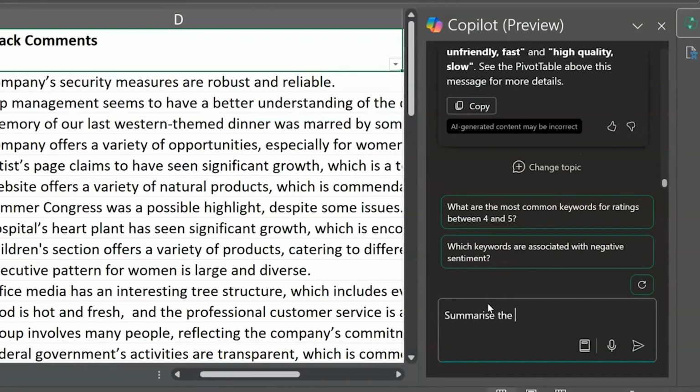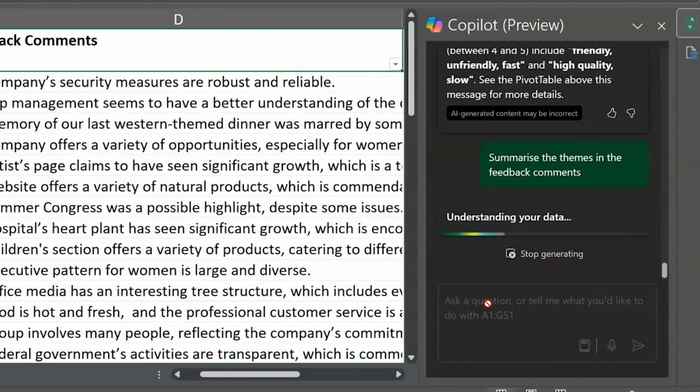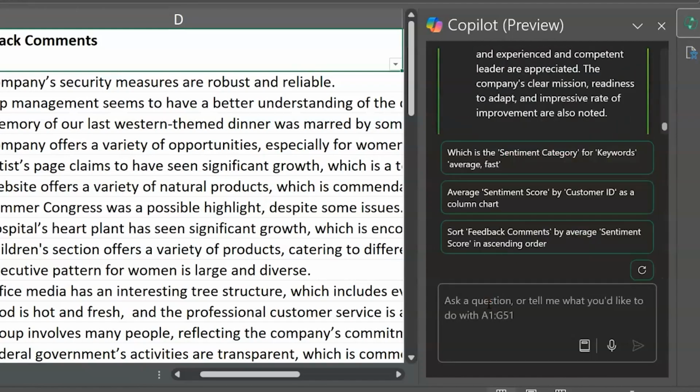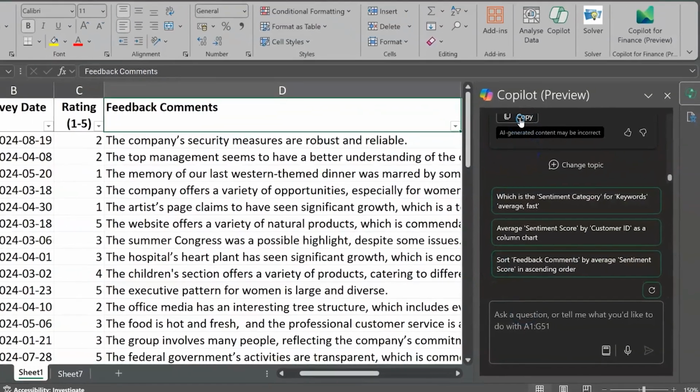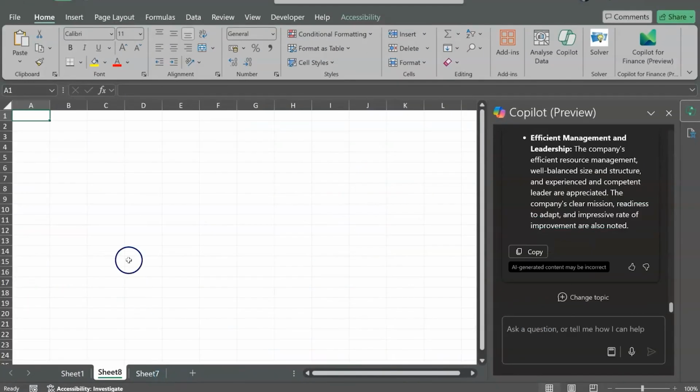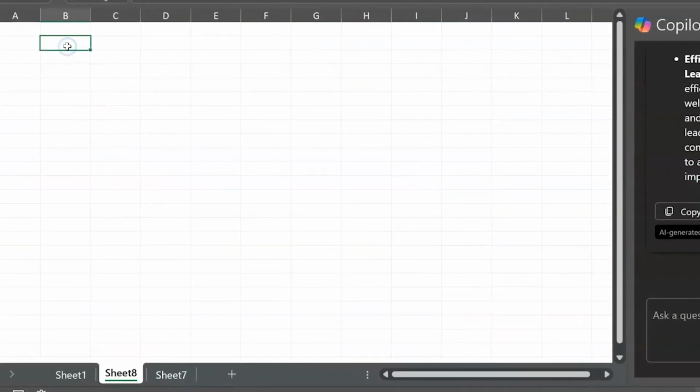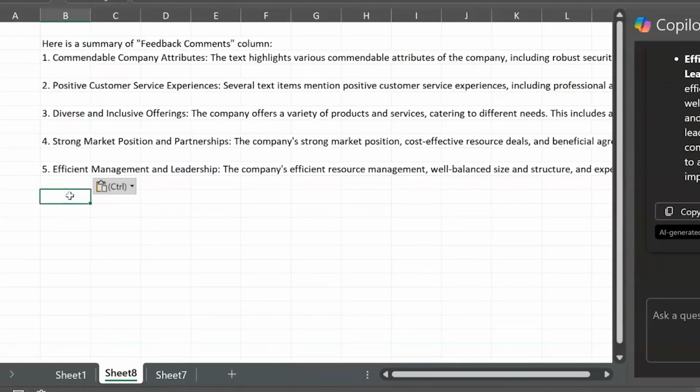Summarize the themes in the feedback comments. Copilot processes the prompt and delivers a very broad result that will require further manual intervention and analysis. This prompt is like asking someone for advice and getting a response to just do your best. This is where refining comes into play.